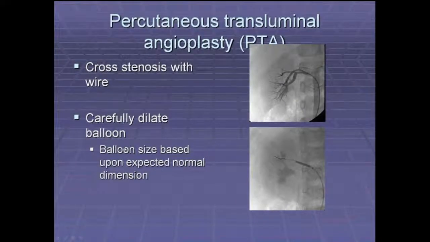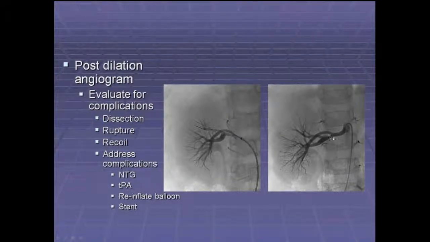After we identify a stenosis, we can cross the stenosis with a low profile 018 or 014 wire, advance a low profile angioplasty balloon, and follow it up with an angiogram. Before, after, right? So during my angiograms, I'm evaluating for possible complications. What are the possible complications? Obviously, dissection. We can rupture it. There can be recoil stenosis.